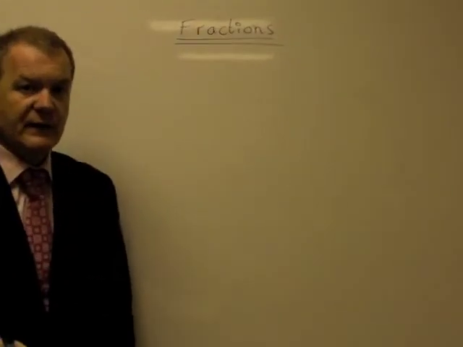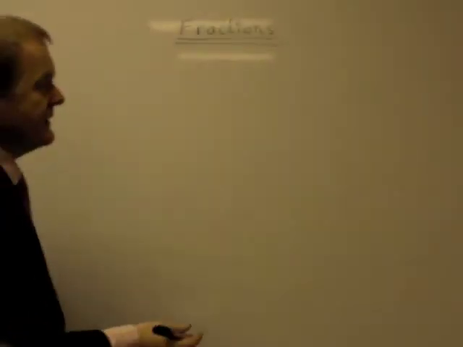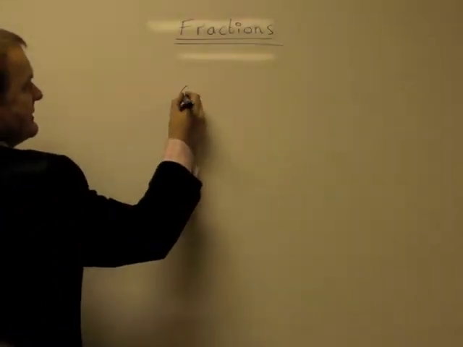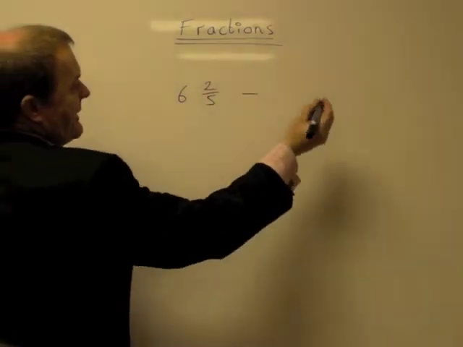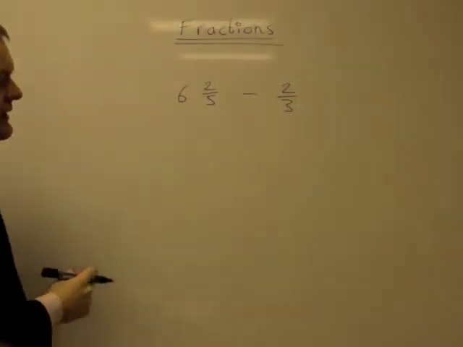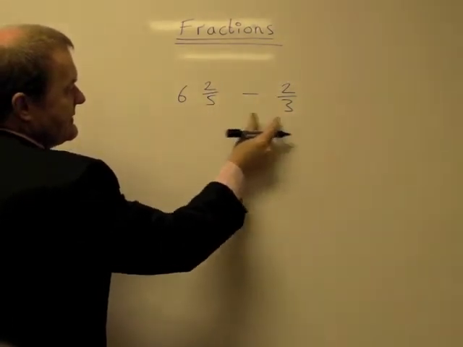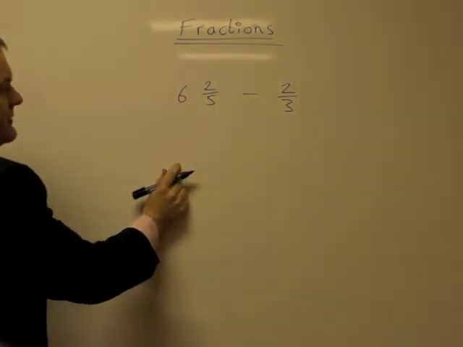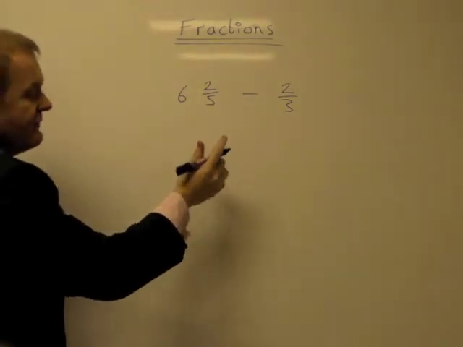The final example of the hardest ones, we're going to have mixed numbers and we're going to have denominators that are different. So if I've got 6 and 2/5 take away 2/3. Okay, so the first thing I've got to do, I can't deal with fifths and thirds, I need to make these denominators the same. So with this example, I'm going to choose 15ths. I'm going to work in 15ths.